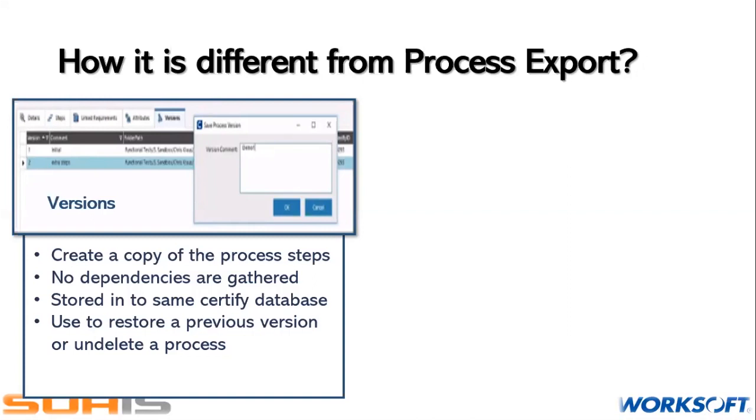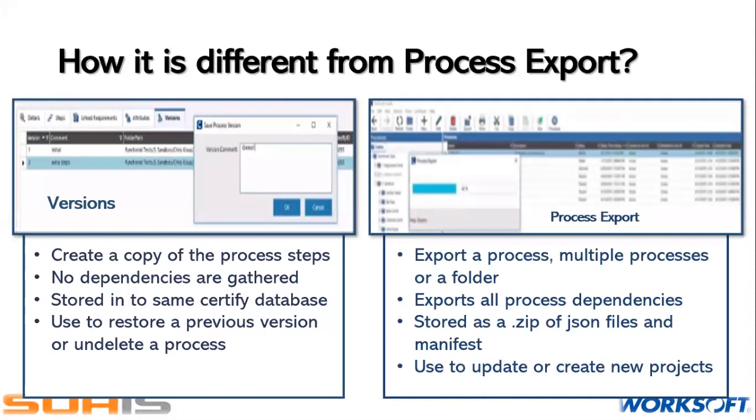Whenever we create a process, the process is stored in a particular database, and if you create a version, the version will definitely be stored in the same database. With the process version, we can use restore previous version, undelete process, and generate the compare report of the process version. But what can we do with the process export? With process export, we can export a process, multiple processes, and folders also.